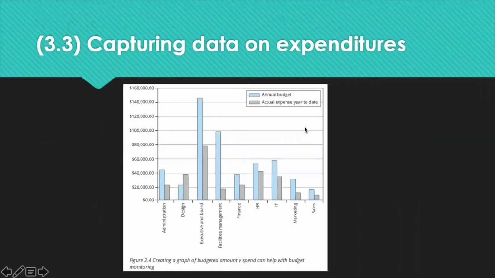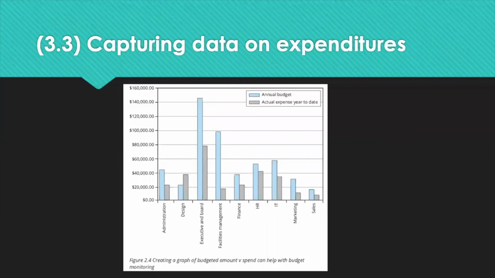Procurement teams need to capture data on expenditure in order to monitor how much has been spent and how much budget there is left to spend. But why do we need budgets? It's so everyone knows how much they have to spend and can make decisions based on what serves the company's needs. The graph you're looking at now shows annual budgets versus actual spend.